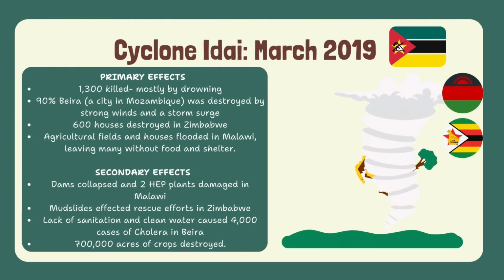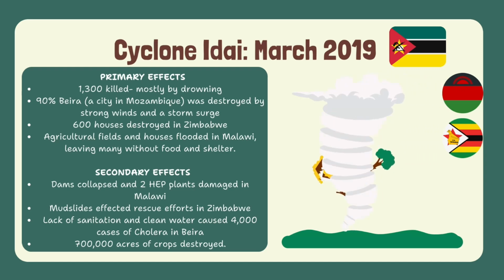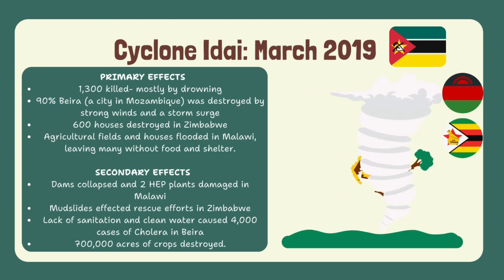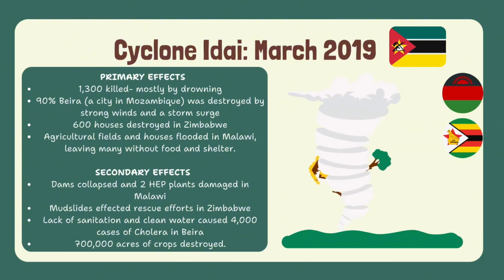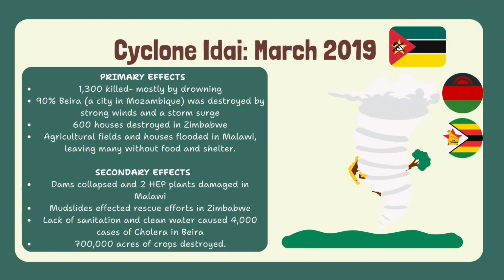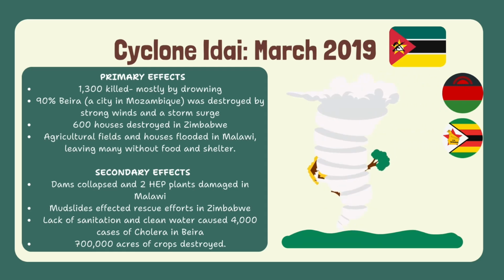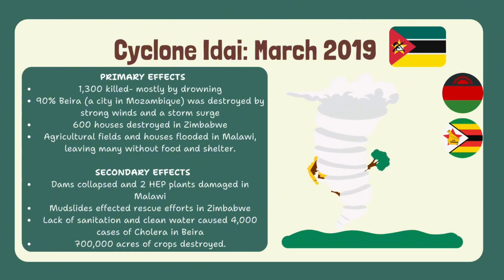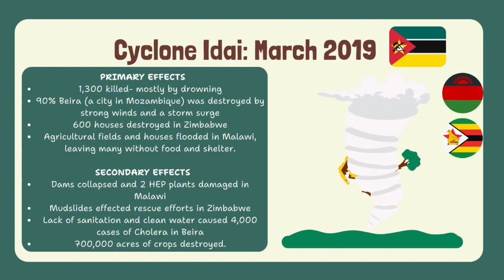The primary effects were 1,300 people were killed, mostly by drowning. 90% of Beira, a city in Mozambique, was destroyed by strong winds and a storm surge. 600 houses were destroyed in Zimbabwe, and agricultural fields and houses were flooded in Malawi, leaving many without food and shelter. The secondary effects were dams collapsing and 2 hydroelectric power plants were damaged in Malawi.